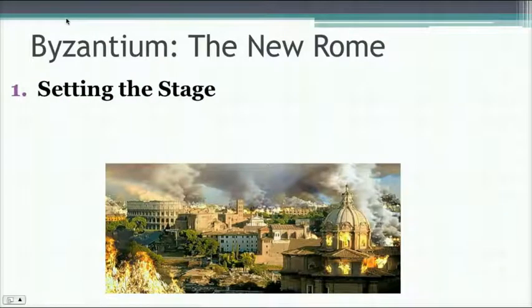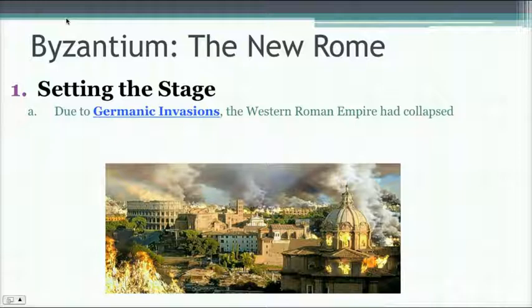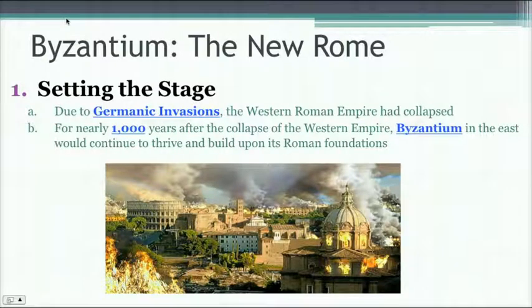So Byzantium, the New Rome, setting the stage. We know that due to Germanic invasions, the Western Roman Empire had collapsed. We had talked a lot about that in the previous lecture. So for nearly 1,000 years after the collapse of the Western Empire, Byzantium in the east would continue to thrive and build upon its Roman foundations. So it's going to hang on quite a bit longer than its Western counterpart.